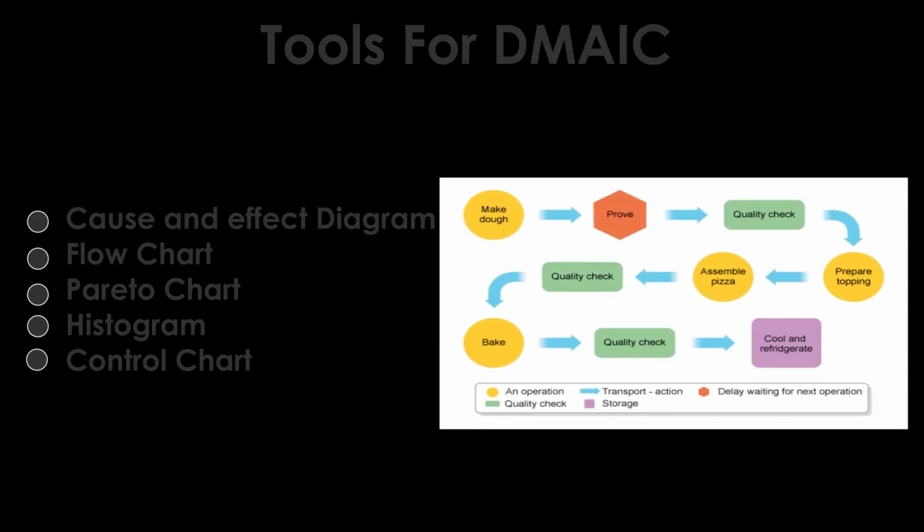A process flowchart is a map of a process that a team is working on. It is meant to show what is happening rather than what is meant to happen during a process.